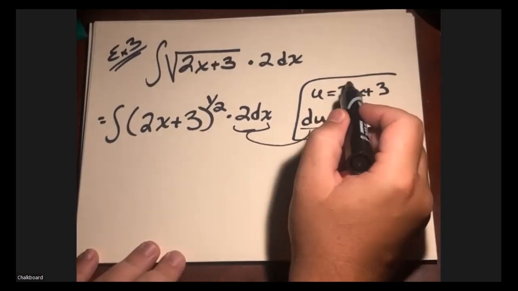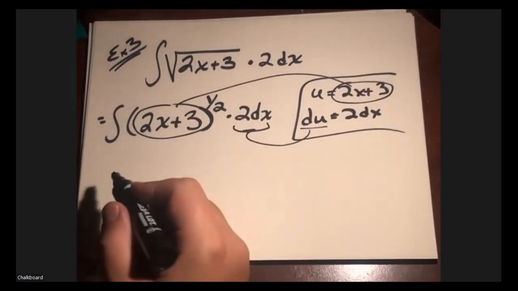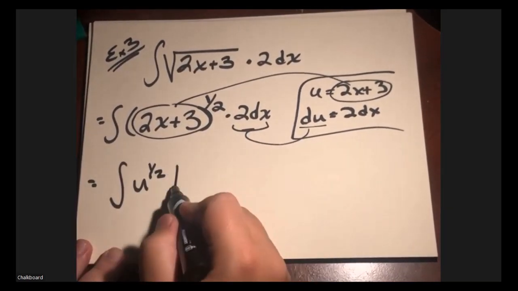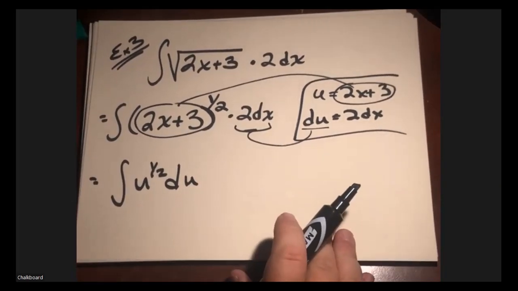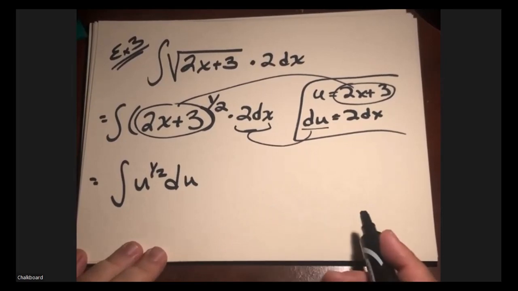And I can see that u can be replaced right in here, like that. So I can rewrite this integral now to be the integral of u to the 1/2, and then this is simply just du. See how perfectly it boils down? It always comes down to something very simple that way. Next, let's do the actual integral.